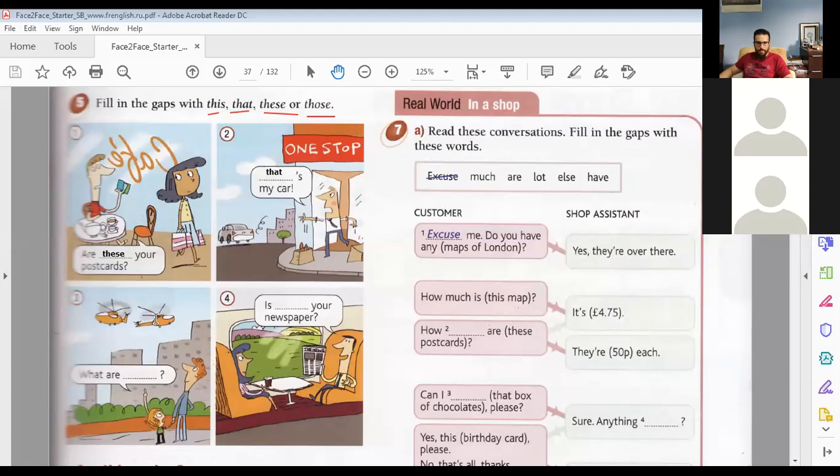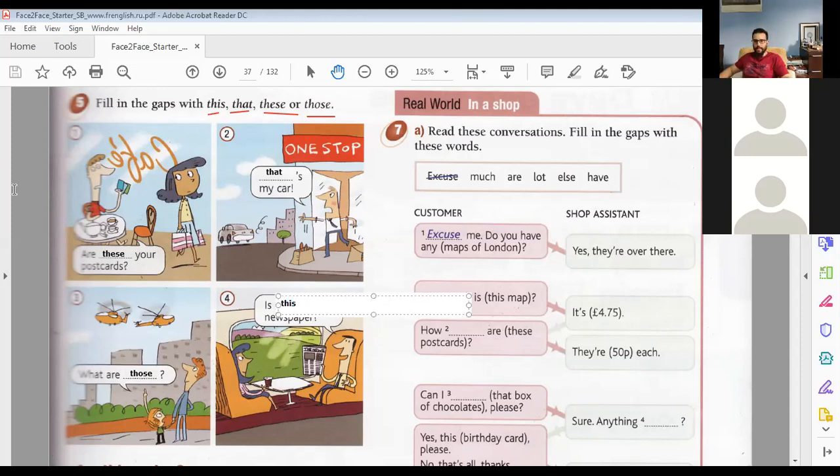Okay. Number 3. What are those? Very good. What are those؟ لأنهم plural جمع و there بعد لما نقولوا those. What are those? Okay, very good. Okay, number 4. Is this your newspaper? Correct. Because it's singular and it's here. Is this your newspaper?